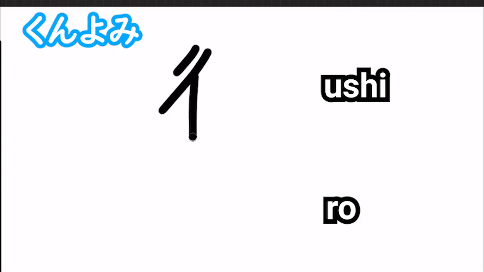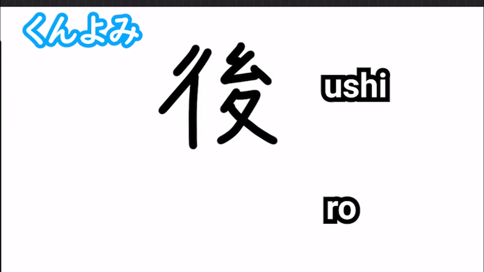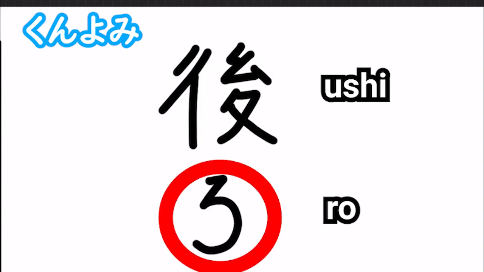Kunyomi example is 後ろ. Ro is okurigana and needs to be written in hiragana.